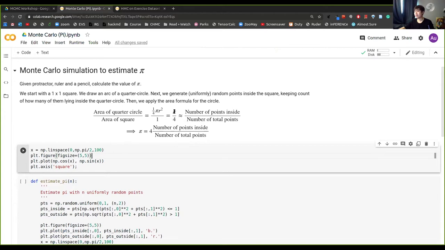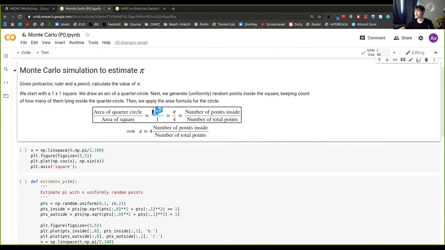And then to find out pi, we just make use of the fact that the quarter circle area is pi r squared over 4. And here our square is 1, so r is just 1. So simply put, our pi approximation is just 4 times the number of points inside over the total number of points. Okay.